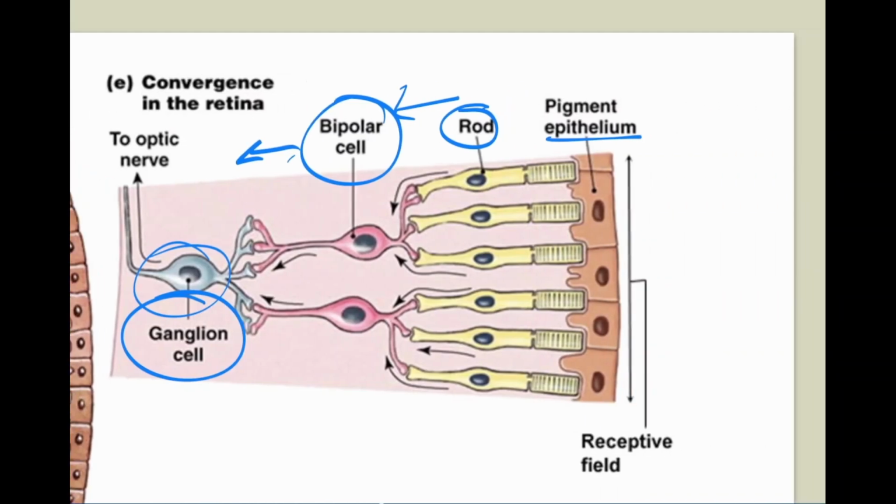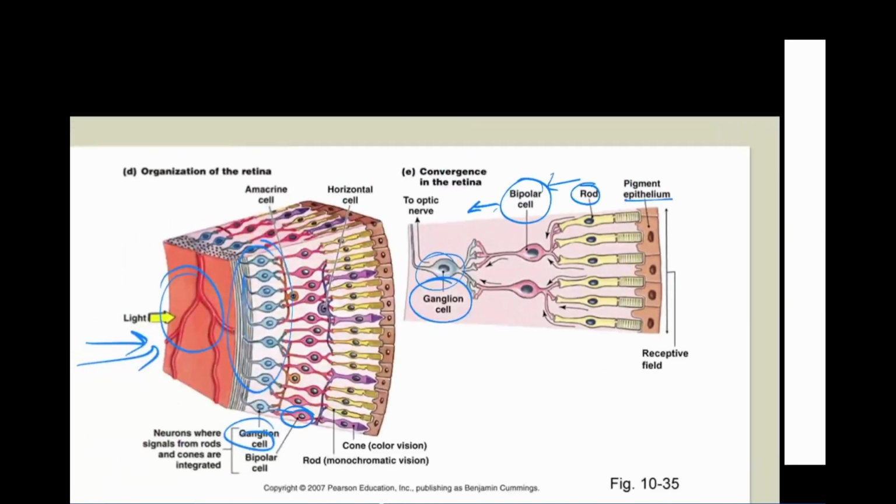So this is the order of what happens. Pigment epithelium changes make changes in the rods or the horizontal cell, which then goes to the bipolar cell, ganglion cells, optic nerve, and we'll go from there as we go.